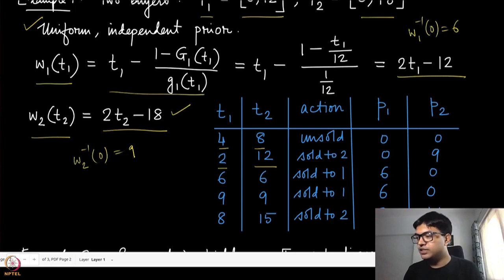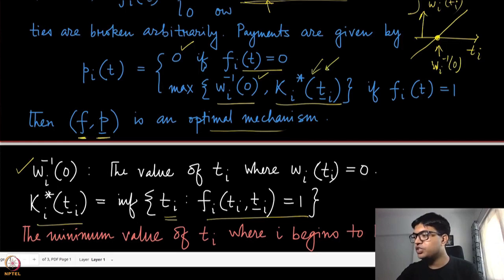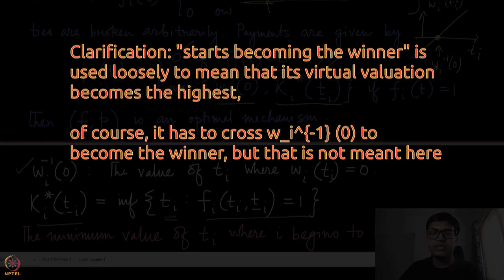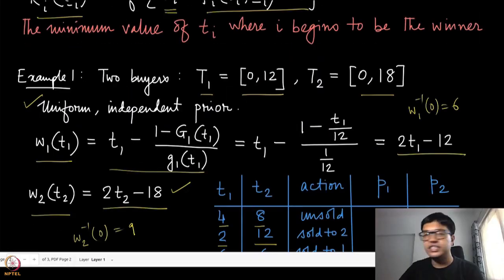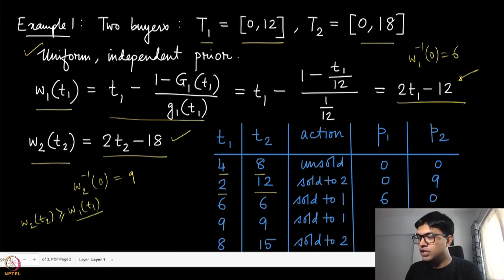Right? So this is 9. And the other situation where this becomes the winner: what is the threshold at which it starts becoming the winner? What is that value of t_i star, t minus i? It turns out that the other agent's virtual valuation is exactly equal to, it is negative. So if you compare the point at which it starts becoming the winner, that is W2T2 is greater than or equal to W1T1, you will find that this quantity is negative, which is because it is 2, it will be minus 8.